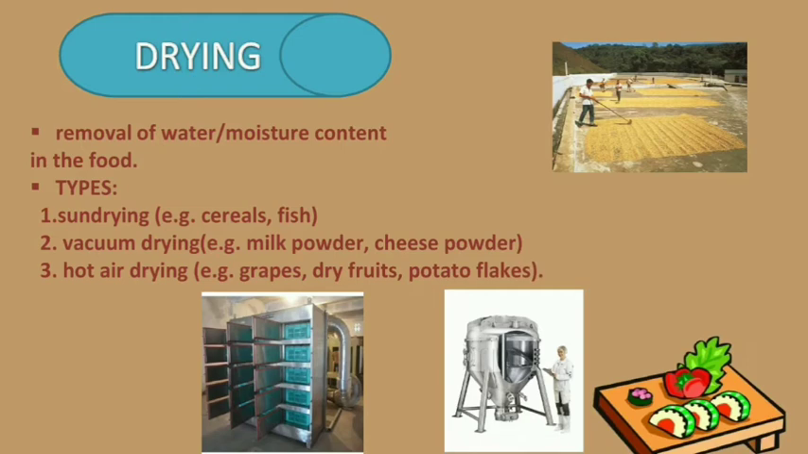Then hot air techniques. It is used for drying grapes, dry fruits and potato flakes. It is important to pack and store dried fruits properly, since they are prone to insect contamination and moisture reabsorption. So one can use glass jars, metal cans, boxes with tightly fitted lids or moisture vapor resistant freezer bags to pack such kinds of foods.